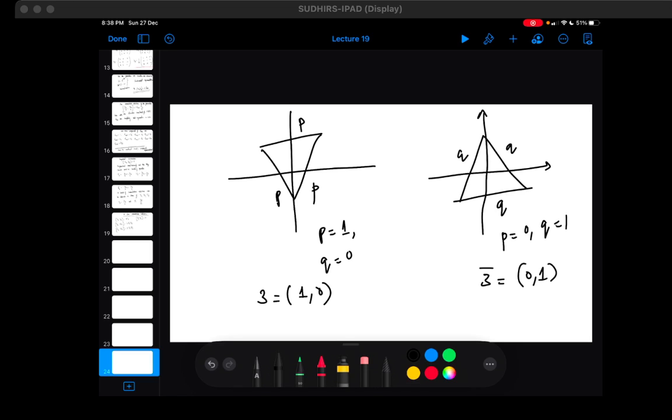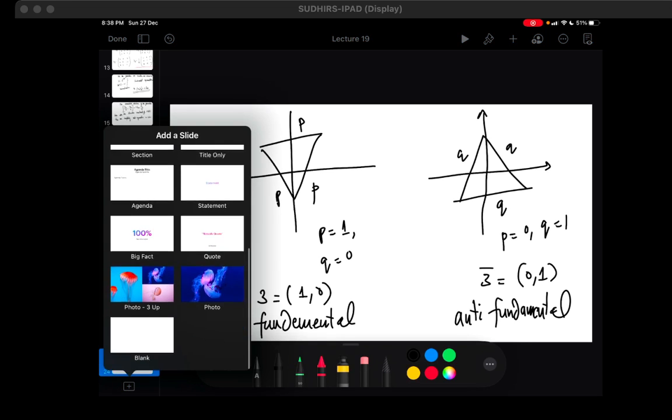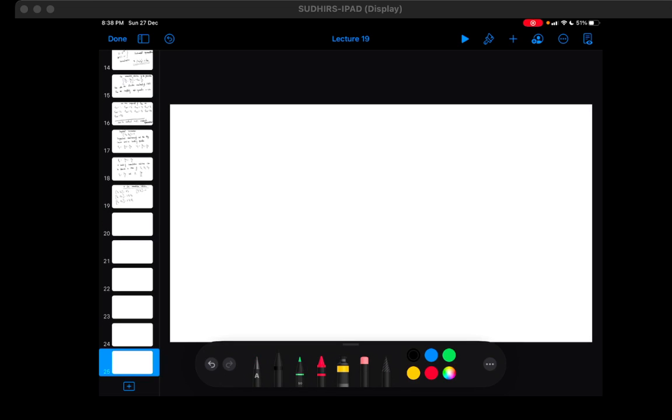So this is a very convenient way of representing all possible representations of SU3, and the dimension of each representation is given in terms of P and Q using this particular formula: D of P, Q is equal to (P plus 1)(Q plus 1)(P plus Q plus 2) by 2.